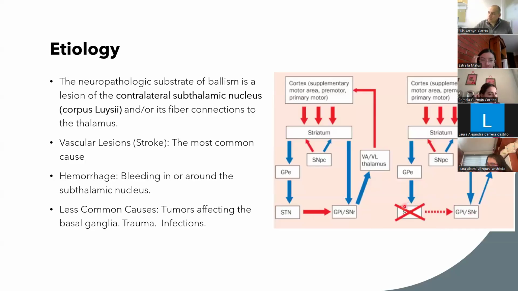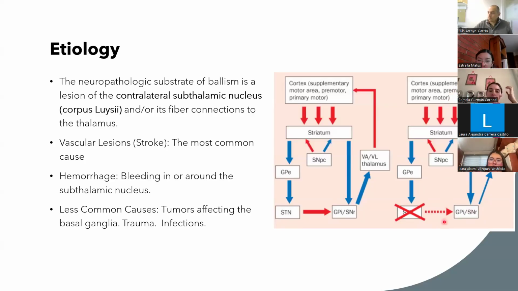So here we don't have the cells, so we don't have who tells them to have inhibition to the thalamus. So then we have this strong activation of the cortex.